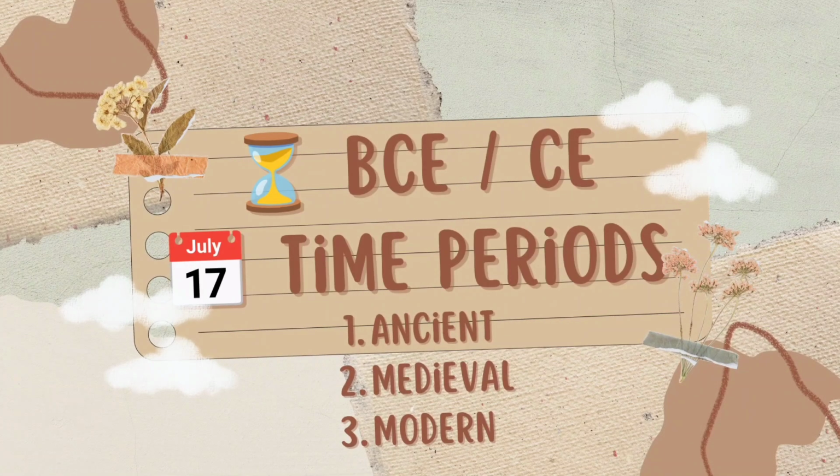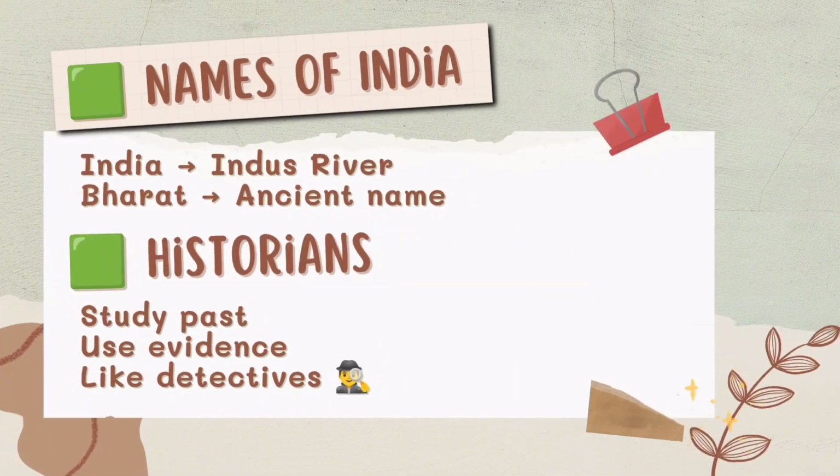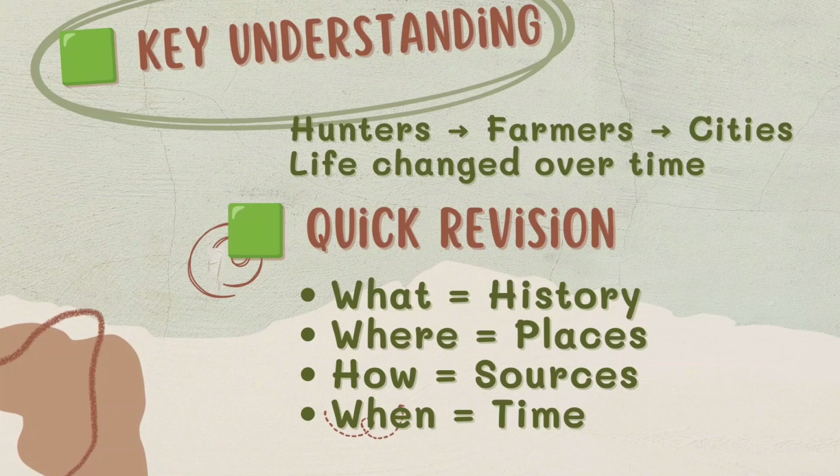Now let's understand time. Historians use BCE meaning before common era, CE meaning common era. Also, history is divided into ancient, medieval, and modern. This helps us organize events properly. India got its name from the Indus River, and Bharat is an ancient name. Historians are like detectives, they study evidence and try to understand the past. Sometimes different historians give different answers because evidence is limited.